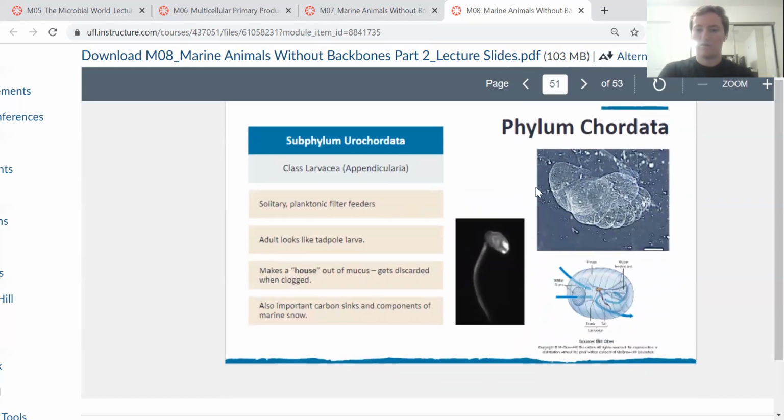Larvaceae is another one of our chordates. Here is a really awesome depiction here of how water moves in and out of the organism. They make a house out of mucus, and this is another super important part of marine snow. It's a very important carbon sink, and that will sink to the bottom often because they do get rid of that house very, very often.